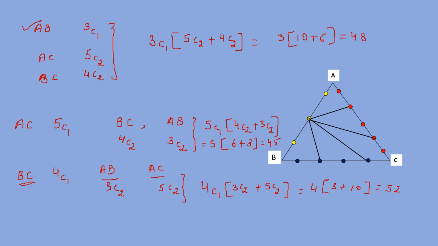So in the first step we got 60 triangles. In the second step we have 48 plus 45 plus 52. If you add these, then you have 205 triangles. So this is the right answer. See how wonderful this application of permutation and combination is. You can apply this technique to many other problems also.